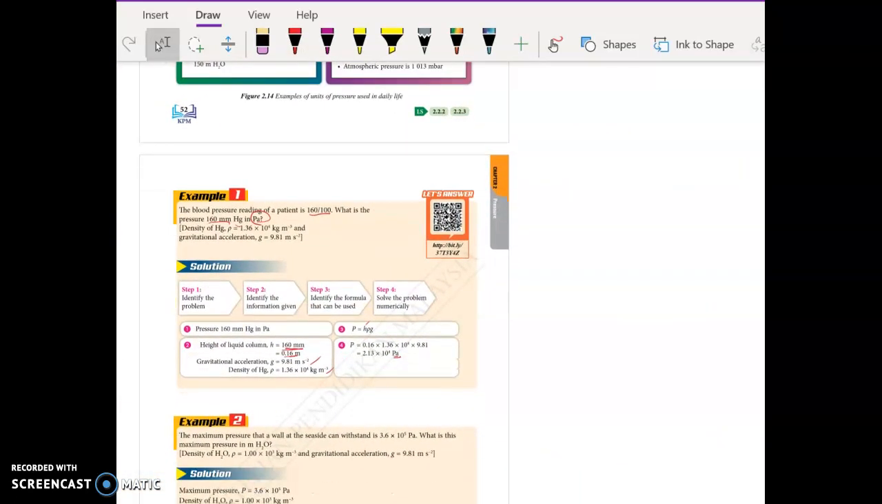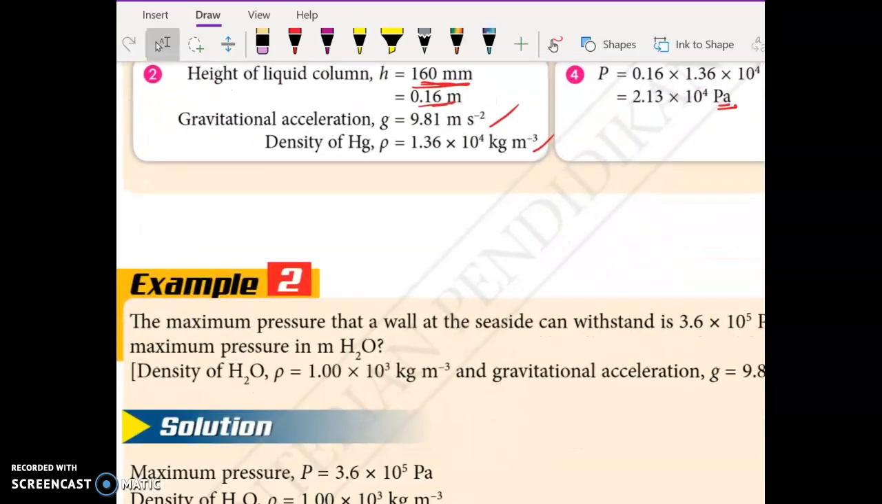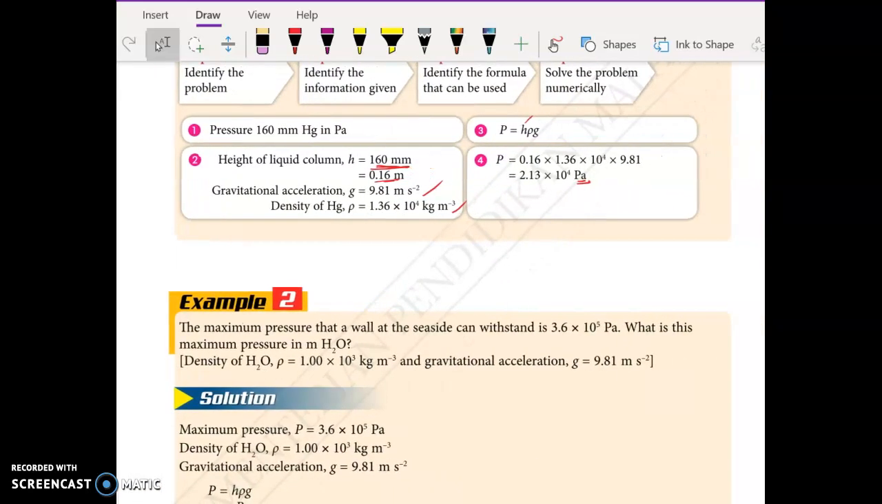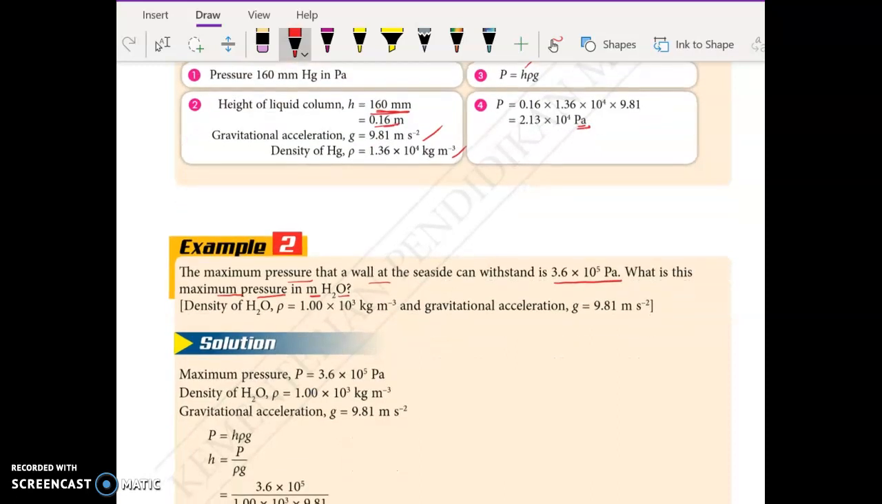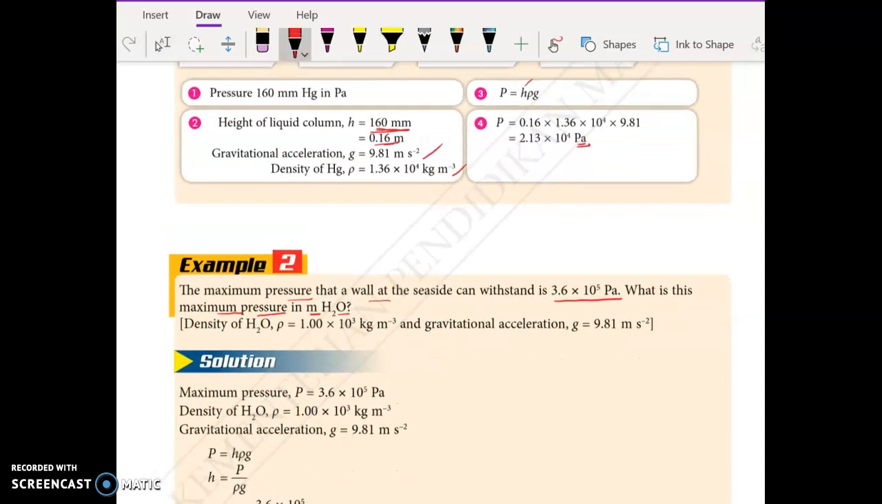Okay, next. Example number 2. The maximum pressure that a wall at the seaside can withstand is 3.6 times 10 to the power of 5 Pascal. What is the maximum pressure in meter H2O? Meter water, H2O is water. Okay, so similarly, you can use the formula P equals to rho gH, but this time we are going to use water. So we will use density of water.